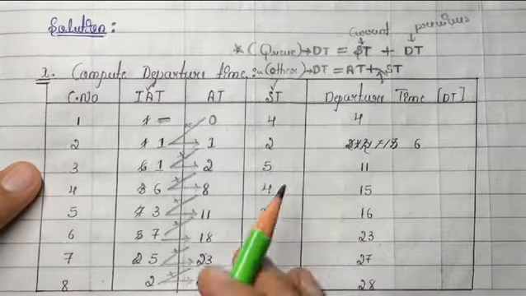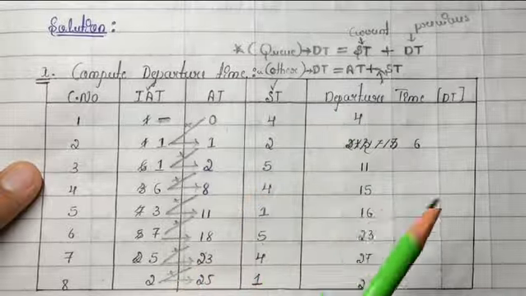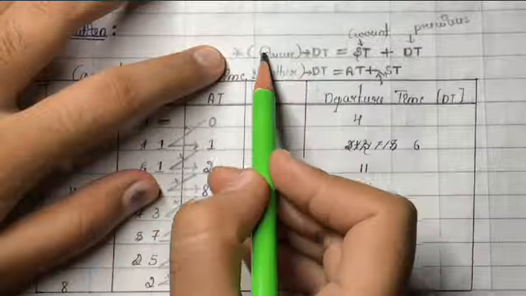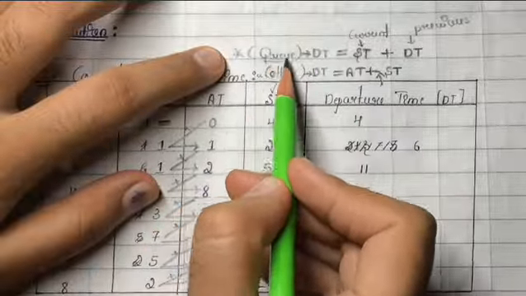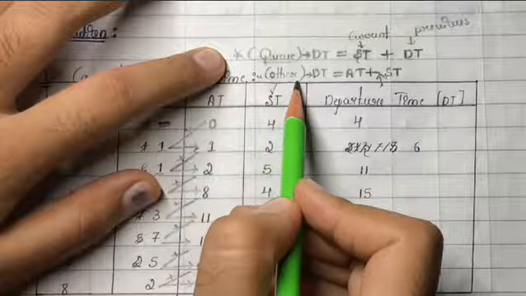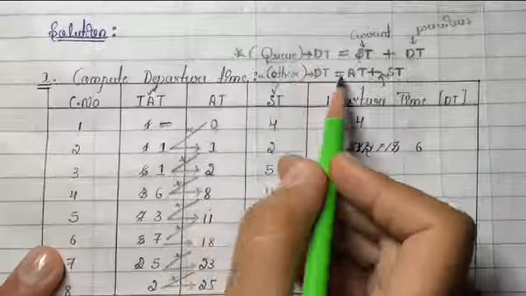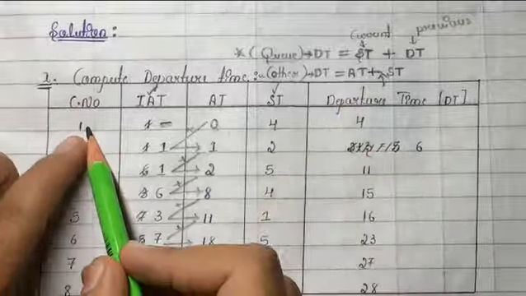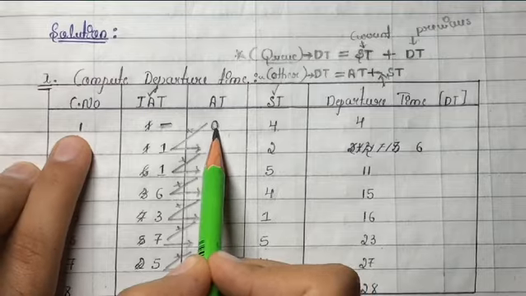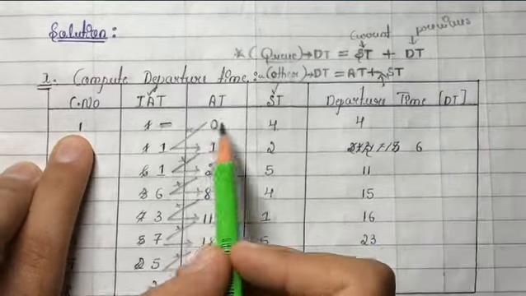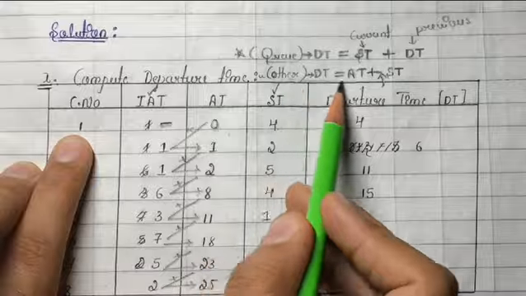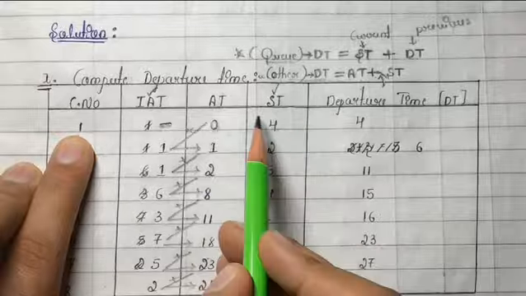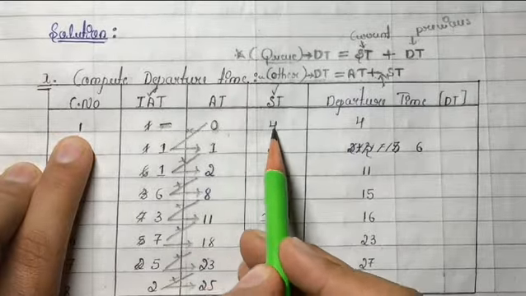Now for the departure time, use this formula. Remember that this formula is for the customers who are in the queue, and this formula is for customers who are not in the queue. The first customer arrives at time 0, so there is no one in the queue, so we use this formula for calculating departure time, that is arrival time plus service time, that is 0 plus 4, that is 4.